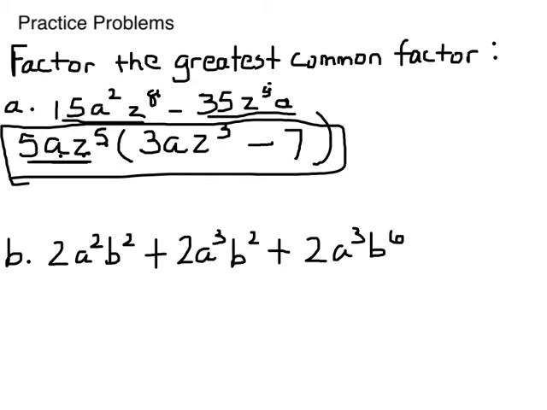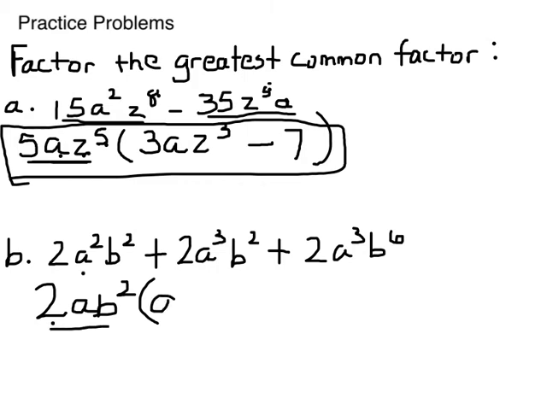Alright, let's do another one. Obviously 2, 2, and 2, it's going to be 2. A squared is the smallest. B squared is the smallest. Times, okay, this times what gets me this?